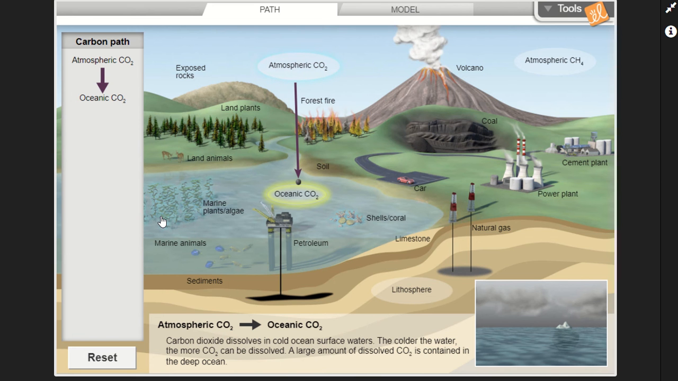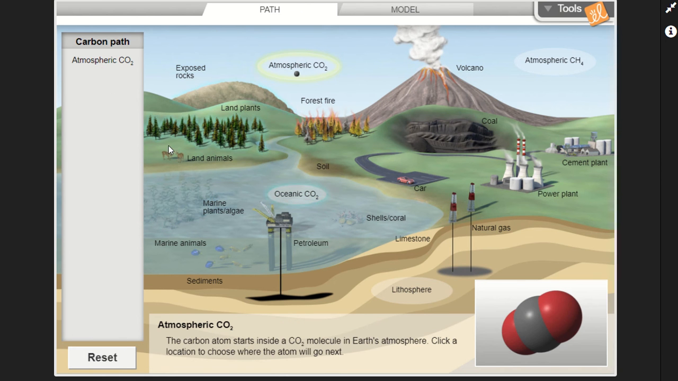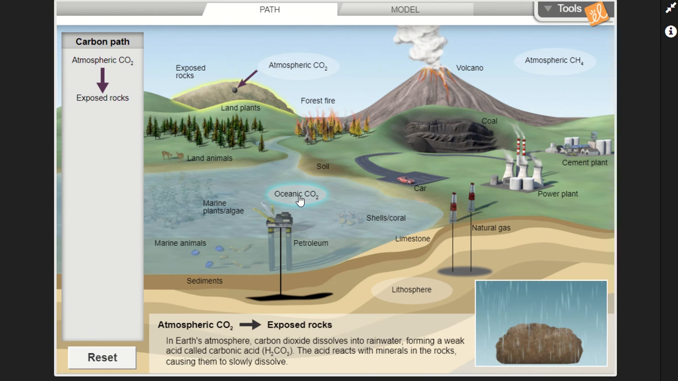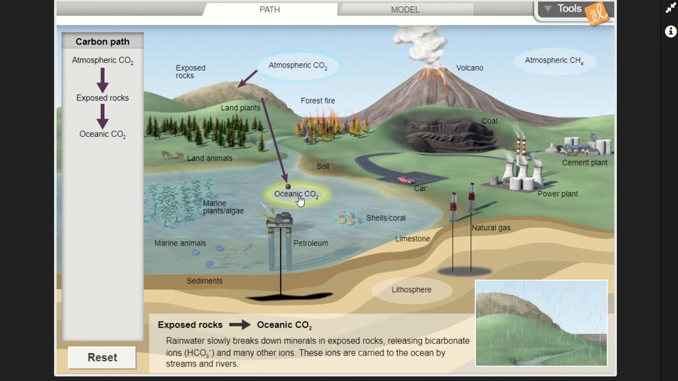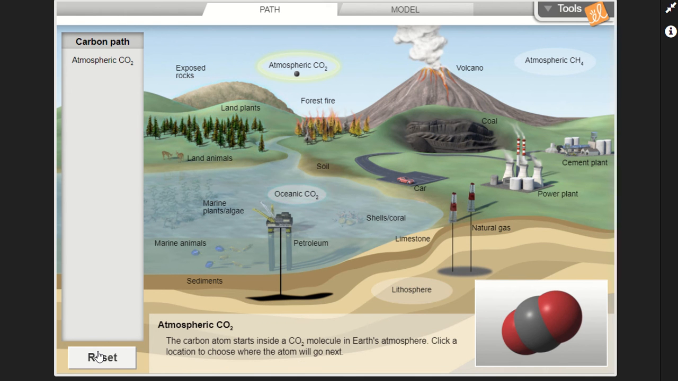So if you're looking for rain, you were looking for other weathering that's happening here to get it here. And there's also another way that you can get it. So you can go from atmosphere to exposed rocks, and exposed rocks to there. Okay, that's another way. So it says it right here, it breaks it down, releasing into the water. Okay, so that one really wasn't as fun as the first one.